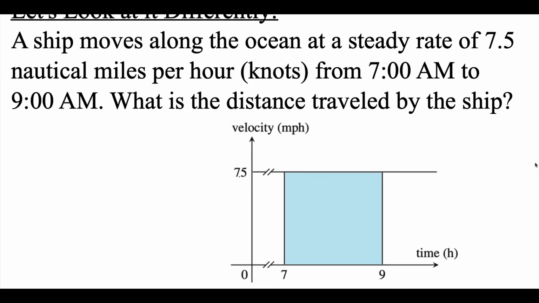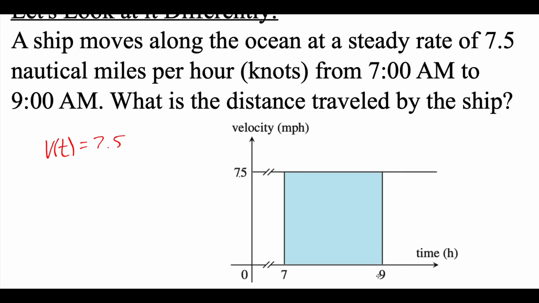But here's what we're going to look at. We're going to look at our velocity function. Because we're going at a constant rate of 7.5 nautical miles per hour, we can say that our velocity at any given time is just 7.5. So that's where we're getting this flat line at 7.5. We've got a constant function, so it's a flat horizontal line through that specific y value. And if we're graphing this compared to time, we're looking at it specifically between 7 a.m.